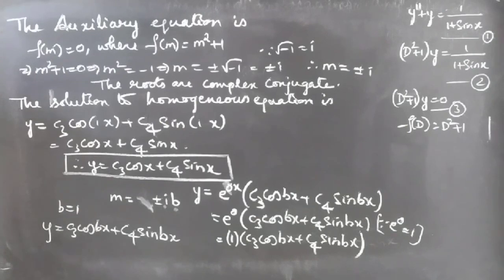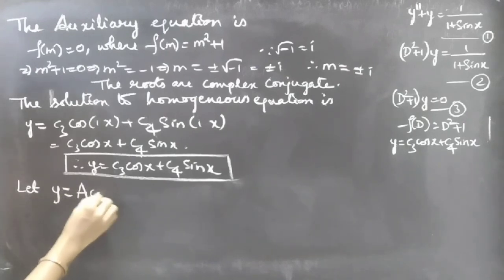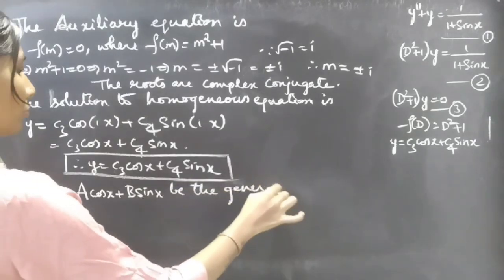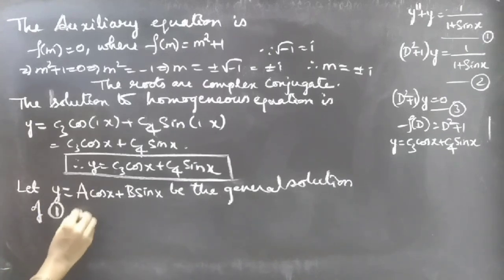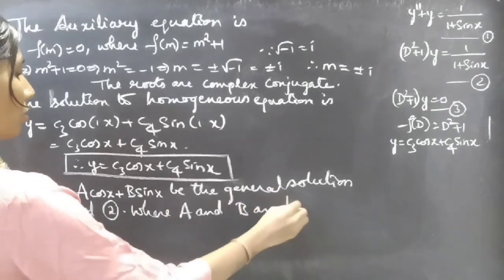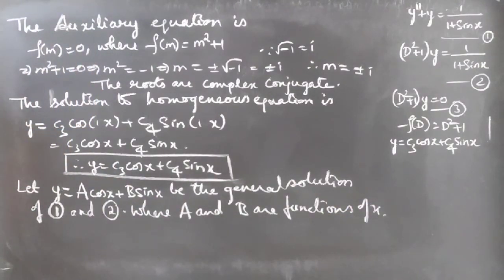Now using this solution, we'll write the general solution of equations 1 and 2. Let y equal to, just replace the constants or parameters with functions of x, a and b. Then you'll get y equal to a cos x plus b sin x be the general solution of the given equations 1 and 2, where a and b are functions of x, right? So here we are saying that y equal to a cos x plus b sin x is the general solution of equations 1 and 2. So we can say that this is the solution to equation 1, right? So it satisfies equation 1.